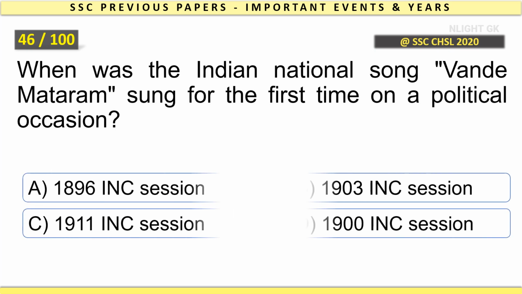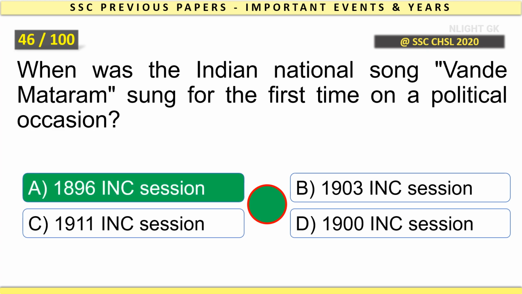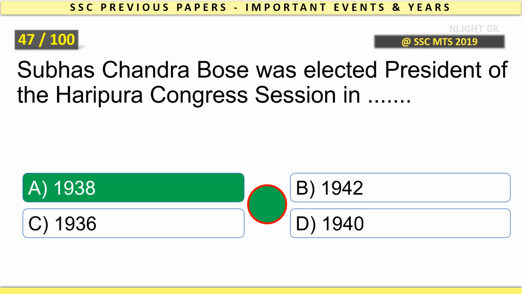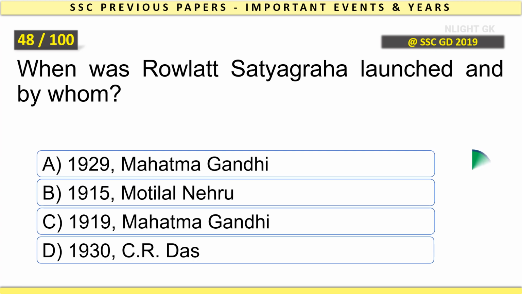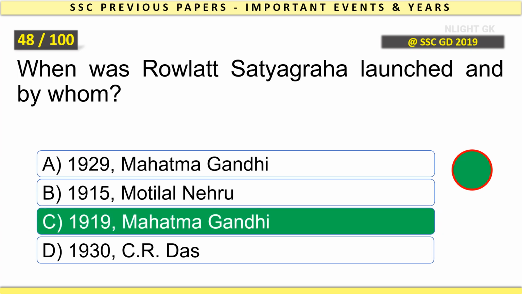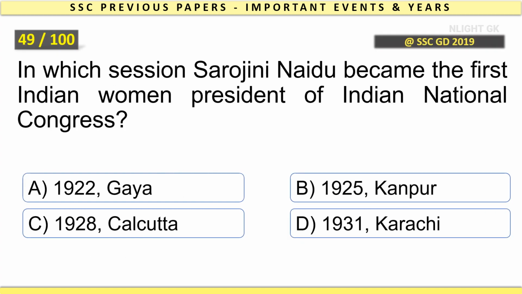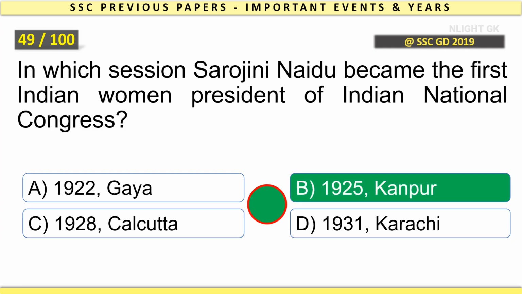When was the Indian national song Vande Mataram sung for the first time on a political occasion? In 1896 INC session. Subhas Chandra Bose was elected president of the Haripura Congress session in 1938. When was Rowlatt Satyagraha launched and by whom? In 1919, Mahatma Gandhi. In which session Sarojini Naidu became the first Indian woman president of Indian National Congress? In 1925, Kanpur.